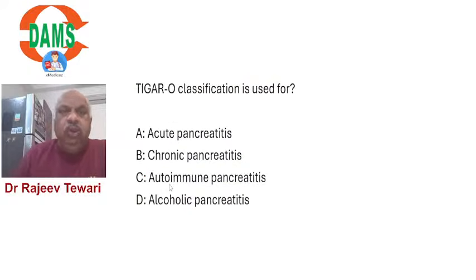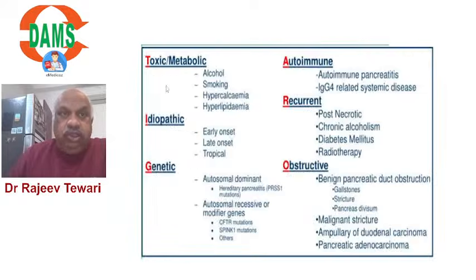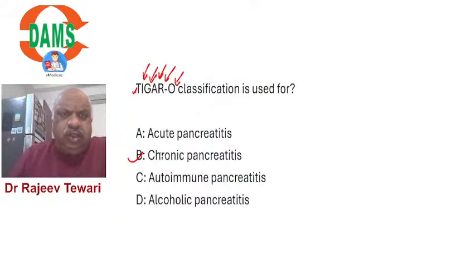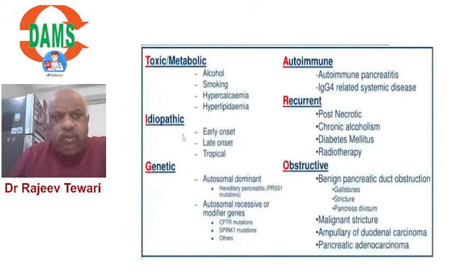FIGARO is for chronic pancreatitis, where T is toxic and metabolic, I is idiopathic, G is genetic, A is autoimmune, R is recurrent acute, and O is obstructive. So this is FIGARO, and this I'm sure is a very basic question. All of you must be knowing this.